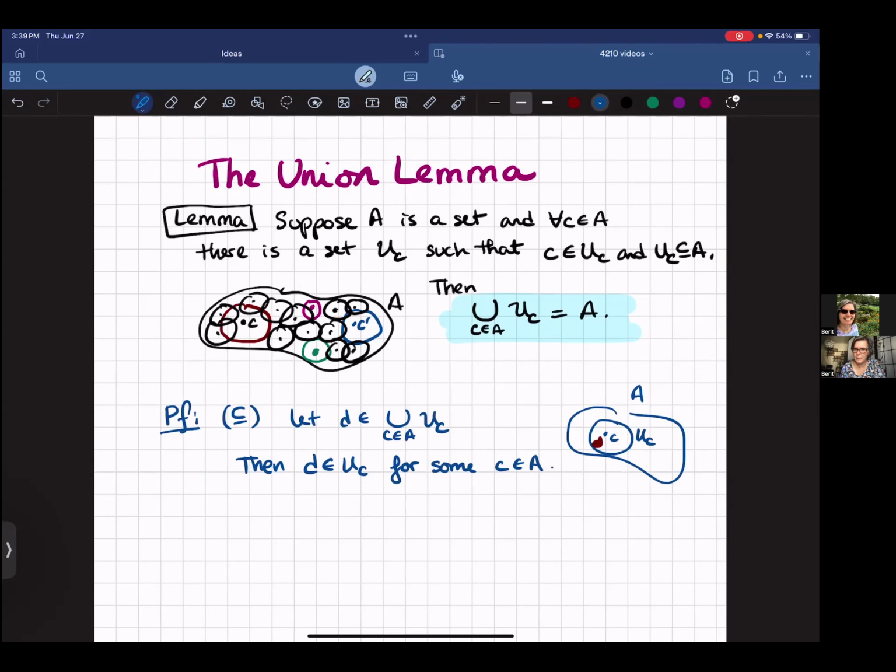What do I know about U sub c? I know two things. I know, first of all, that c is in it, and then I also know that it's a subset of A. Also, U sub c is a subset of A. So by definition of subset, since d is in U sub c, and U sub c is a subset of A, therefore, d is in A. Okay? So we started by showing that d was in the left-hand side of this equality, and then we showed that it's in the right-hand side of this equality. All right, now we're going to do the other direction.